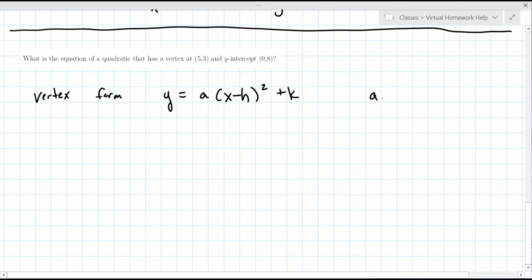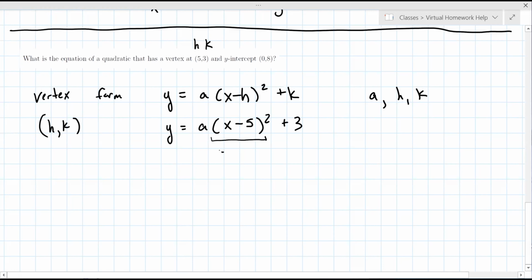You'll notice there are three variables here: a, h, and k. It is known in vertex form that (h, k) is the vertex. So this 5 is h and k is 3. We can immediately substitute those into this equation here: (x - 5)^2 + 3. Students often try to expand this. This is not needed at present because it's just asking for the equation.